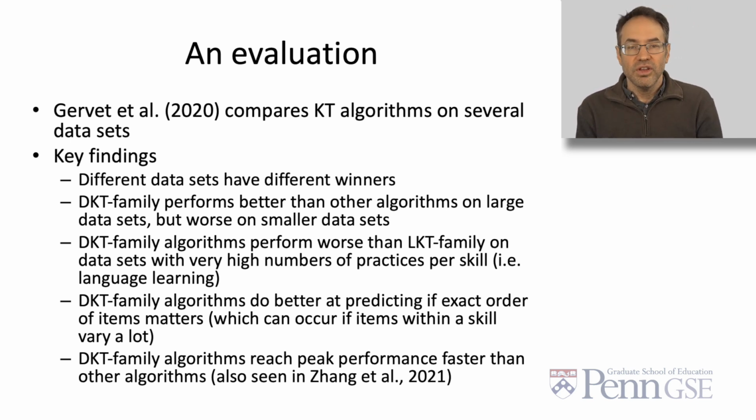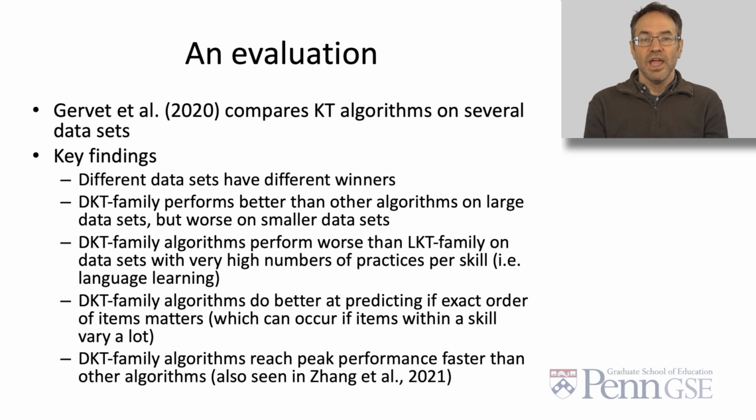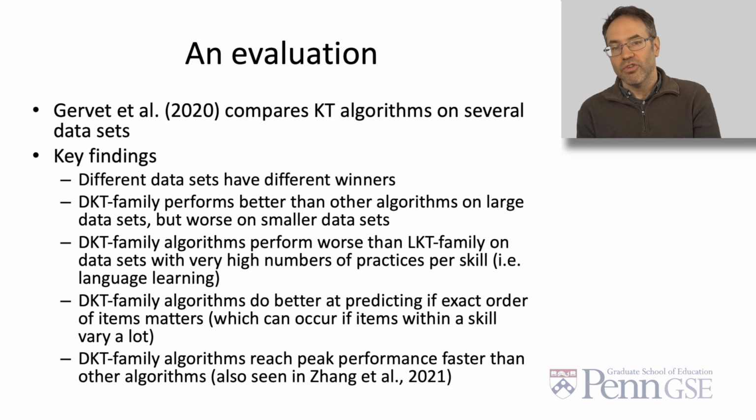They do find that DKT family algorithms are better at predicting if the exact order of the items matters, which can occur if items within a skill vary a lot. And they find that DKT family algorithms reach past performance faster than other algorithms, which also corresponds to the Zhang et al. findings I mentioned a few minutes ago.